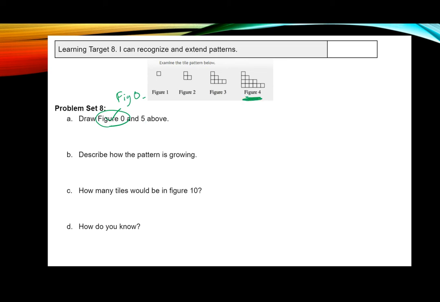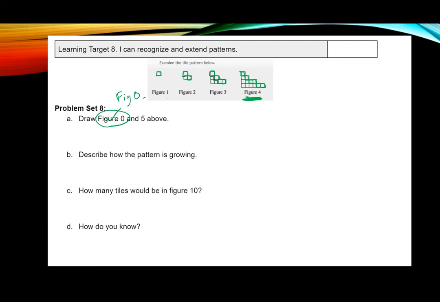So here's figure 4. And let's see if I can figure out the pattern. So here we have 1. And then we go with these two new guys. And then we have these 4 new guys. If I had to guess, we're probably going to have, what, 6 new guys? Yeah, 6 new guys. Take your time on these. Sometimes they take a while.